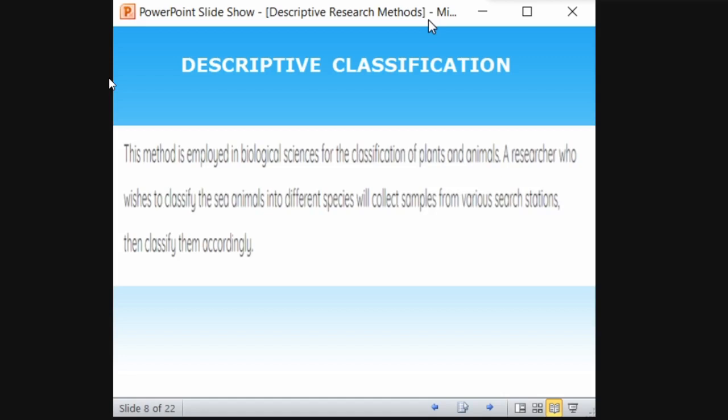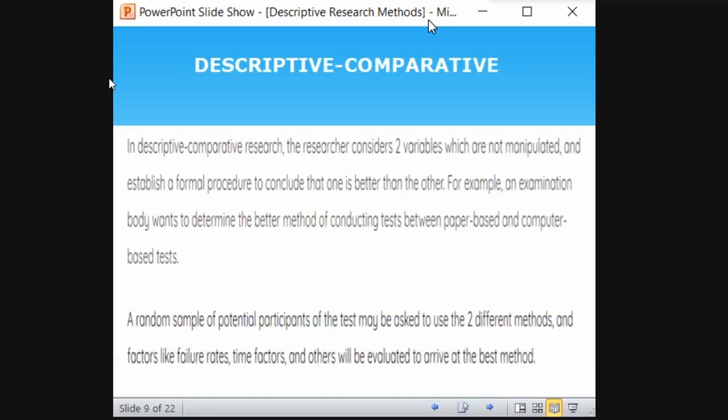So if you take a human being, a man or a woman, he will classify into human being. If you take a dog, he will classify into animal, right? Like that, he wants to classify according to their species. Okay, this kind of research method is called descriptive classification.